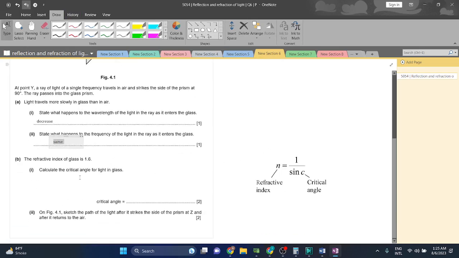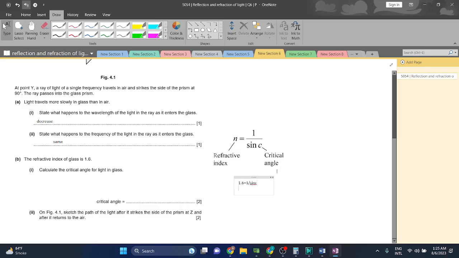Moving on. The refractive index of glass is 1.6. So what does refractive index tell us? How much the light is going to bend. Calculate the critical angle for light in glass. We find the critical angle with this formula: n = 1/sin c. c will be the critical angle, refractive index will be n, and 1 will be used in the equation. We have n as 1.6, so 1.6 = 1 divided by sin c. c will be the critical angle.